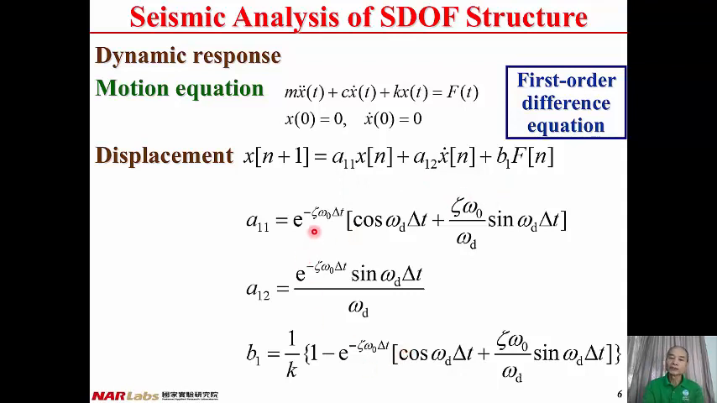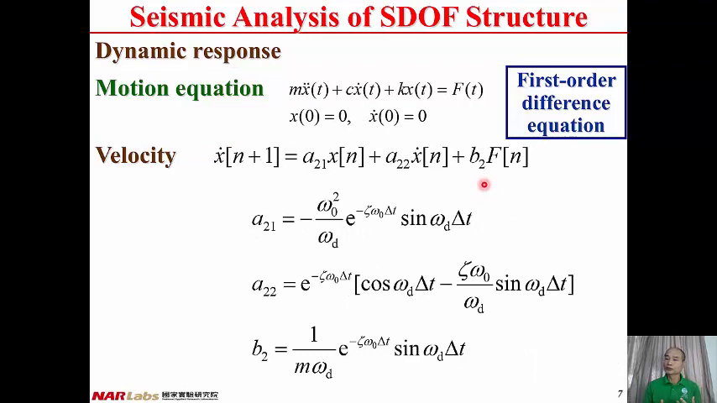They are functions of damping ratio zeta, natural frequency omega 0, sampling period delta t, damped natural frequency omega d, and also the stiffness of the structure k. Therefore, A11, A12, and B1 are constants. They are not functions of t. They will not vary with time t. Therefore, the displacement can be calculated step by step.